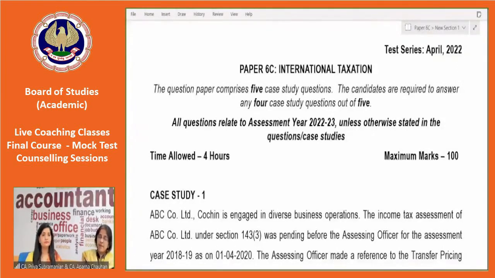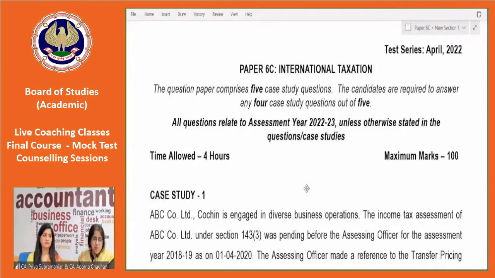Actually, you should keep in mind that you won't get simple knowledge-based questions, like you might get in the other 4 papers, because it's an open book. So higher level skills are being assessed. For those higher level skills, you have to sharpen your thinking, and that is possible only if you apply the provisions, whatever concepts you learn in international taxation, in problem solving in case study based scenarios.